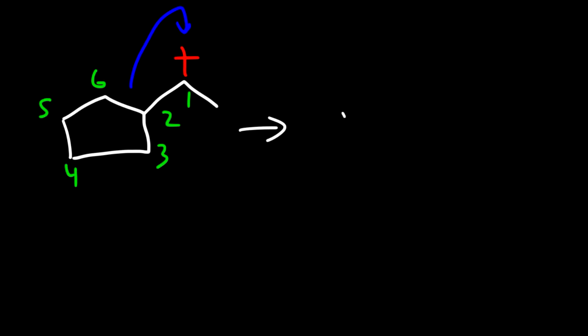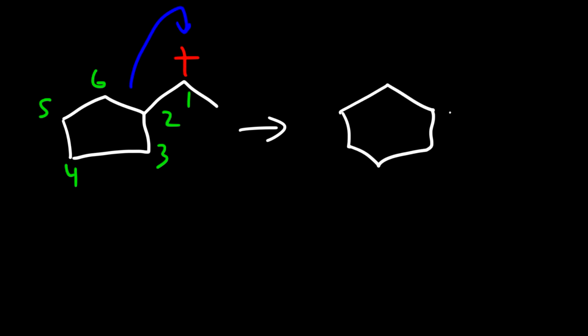Another type of rearrangement is the ring expansion. In this example, we have a 5-carbon ring, and so it's going to expand to a 6-carbon ring, which is more stable. And so we can break either this bond or this bond. It really doesn't matter. Let's call this carbon 1, 2, 3, 4, 5, 6. So this is going to expand to a 6-carbon ring.